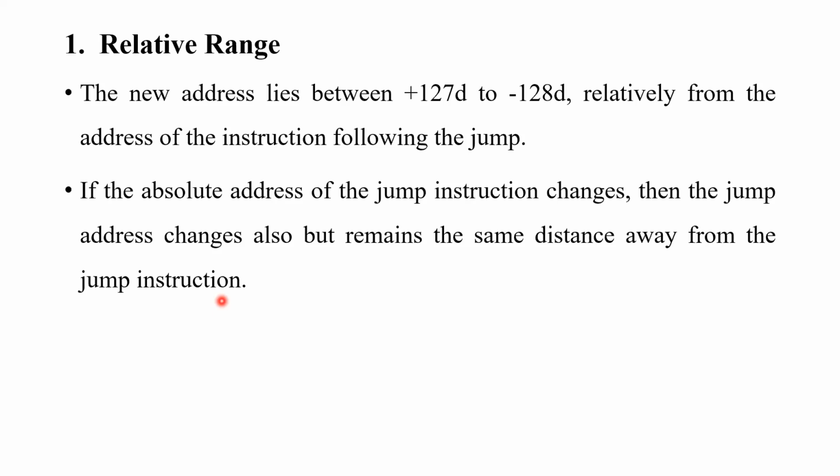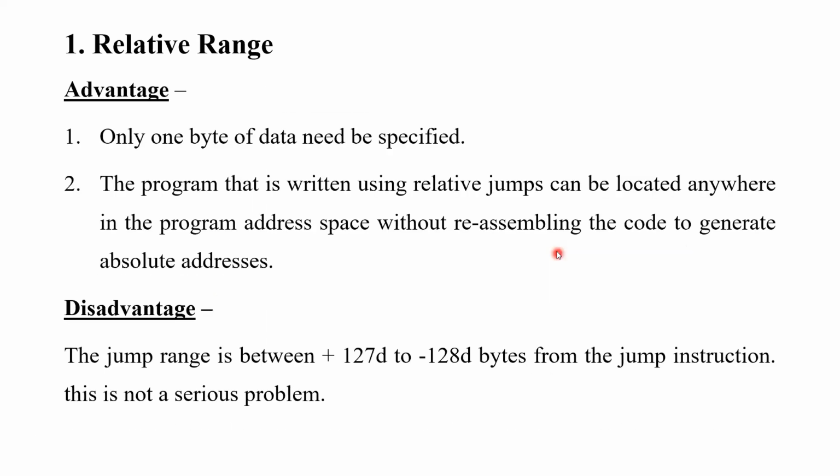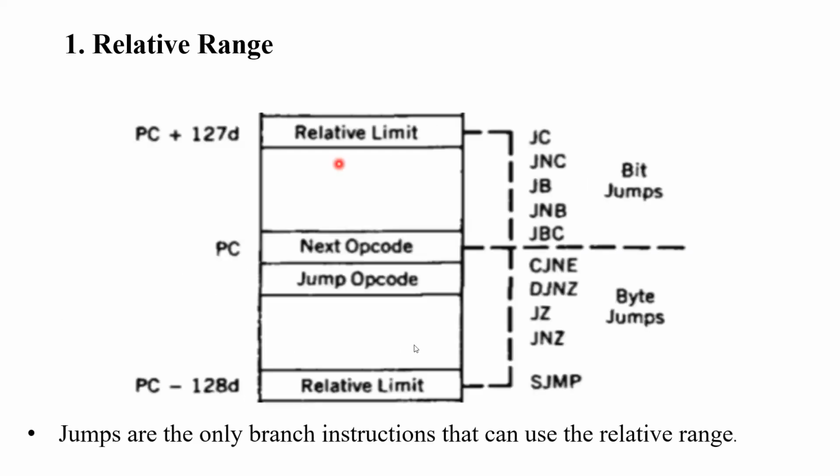If we see, the distance still remains the same, the 2 bytes that we have. Since the distance is still the same, you don't have to reassemble the code to generate the absolute address. That is one of the advantages of the relative range. This is relative, which means the jump is only between plus 127 D to minus 128 D here.